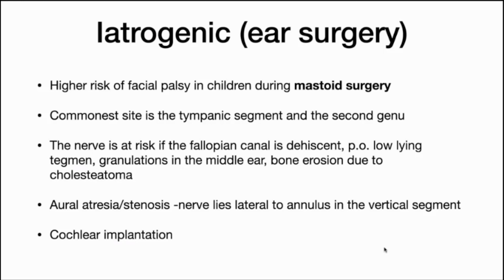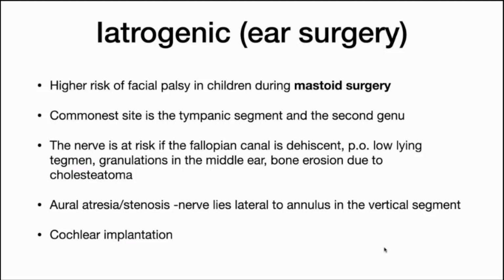In aural atresia or stenosis, since the patient already has an anomaly, the facial nerve course can be anomalous. So always be cautious in those cases. The nerve lies lateral to the annulus in the vertical segment, so you may encounter the nerve very early.